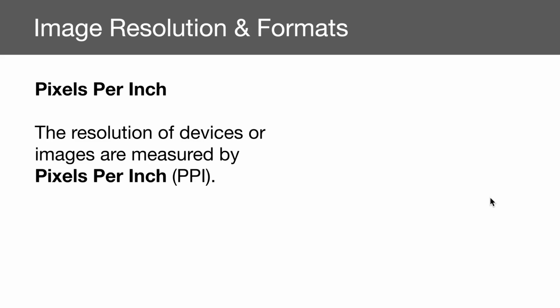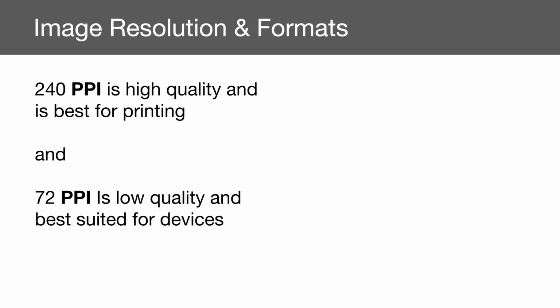Before we get into it all, first we need to understand what pixels per inch is. It's the resolution of devices and/or images. It's measured by pixels per inch, or PPI for short. This is the common language that is used for all devices in order to understand the size of it. When we talk about resolution with PPI, 240 pixels per inch is generally considered high quality.